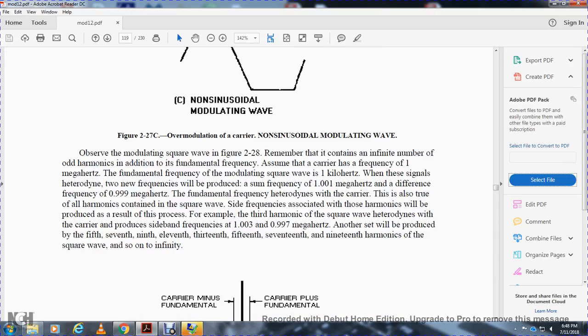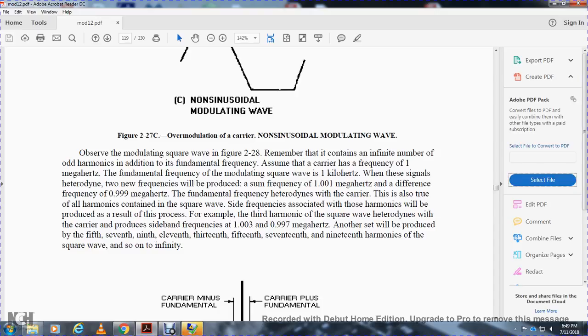Observe the modulating square wave in figure 228. Remember that it contains an infinite number of odd harmonics in addition to the fundamental frequency. Assume that the carrier has a frequency of 1 MHz and the fundamental frequency of the modulating square wave is 1 kHz. The signals heterodyne to produce new frequencies: the sum frequency, 1 and 1,000th of a megahertz, and the difference frequency, 99,000th of a megahertz. The fundamental frequency heterodynes with the carrier.